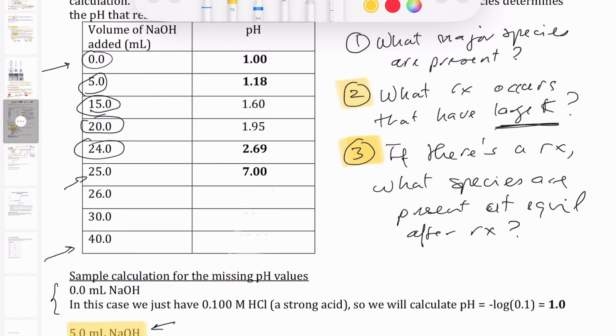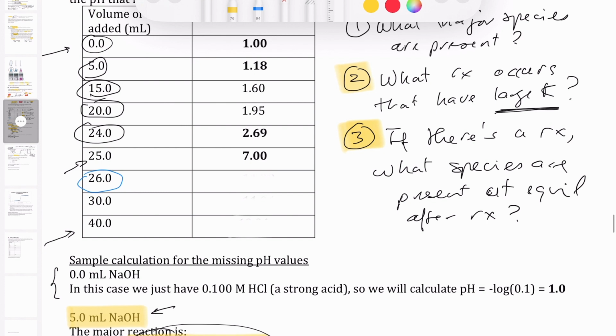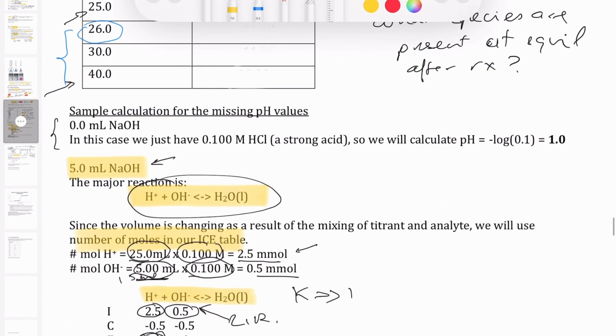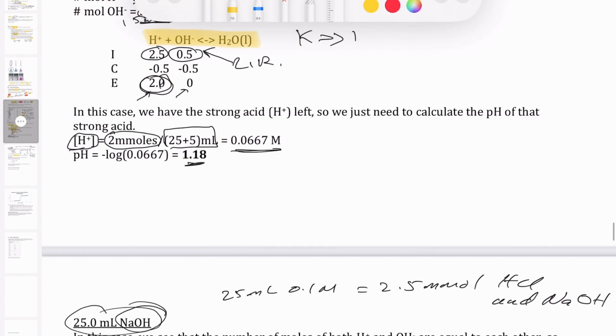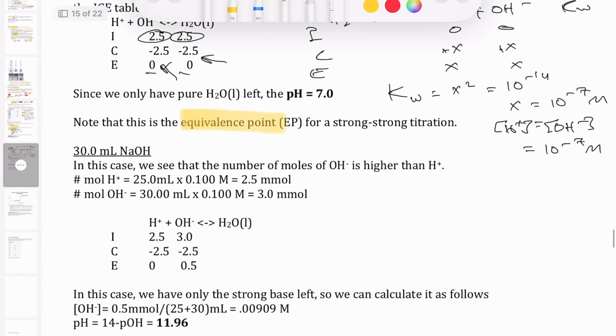If I go higher than 25, then now what I have is my base in excess of my acid. Prior to 25, from here to here, my acid is in excess of my base. Below 25, my base is in excess of my acid. So I basically just repeat the same calculation, except that now in my ICE table, the limiting reactant is the acid. The base is going to be my excess reactant.